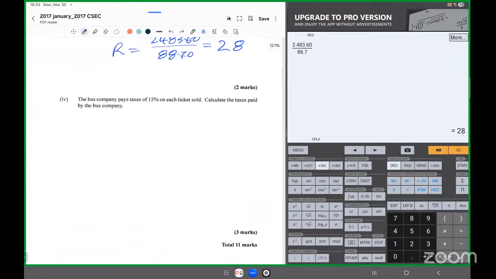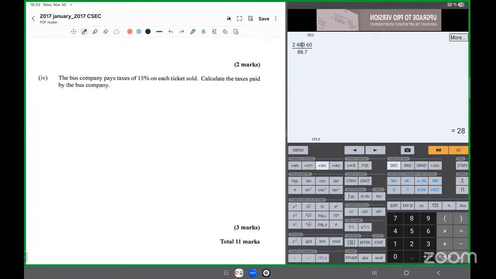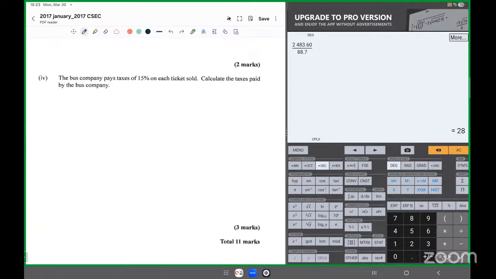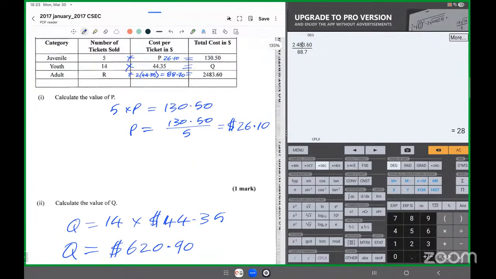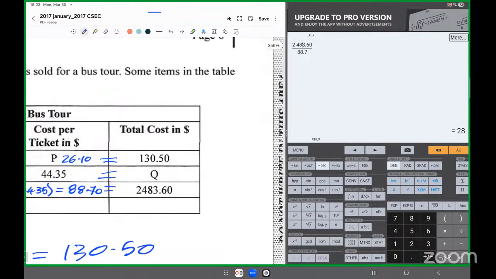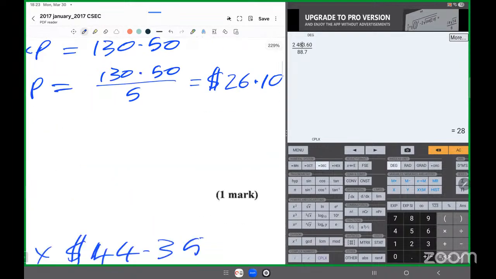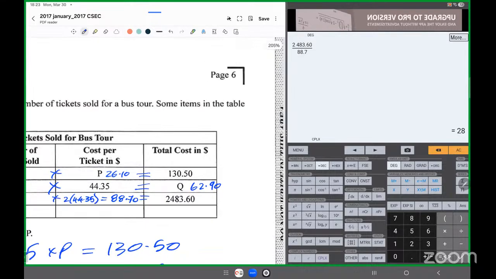All right. So the bus company pays tax at 15% on each ticket. Calculate the tax paid by the bus company. So it's the total cost times 15%, right? So we add up the cost of everything. What was Q again? Q was 62.90? No, 620.90.